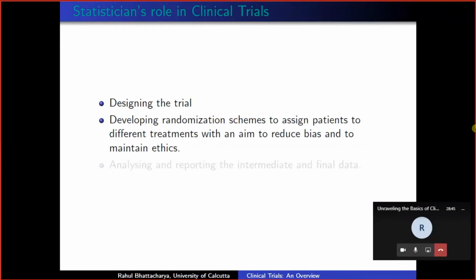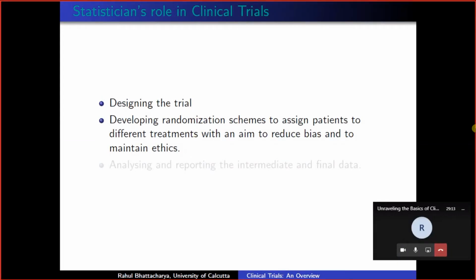Next is developing randomization schemes to assign patients to different treatments, with an aim to reduce bias and to maintain ethics. Those people who are familiar with design of experiments in statistics or agricultural field experiments can understand what designing a trial means and what randomization is. The idea is a little bit similar for the clinical trial also.